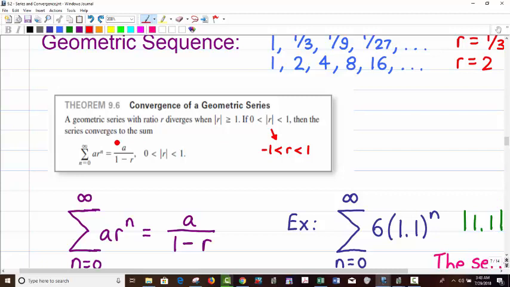And here's the formula, which we'll use when you start at 0. We're going to talk about when it doesn't start at 0, but when it starts at 0, the sum from n equals 0 to infinity of a r to the n will be a divided by 1 minus r.